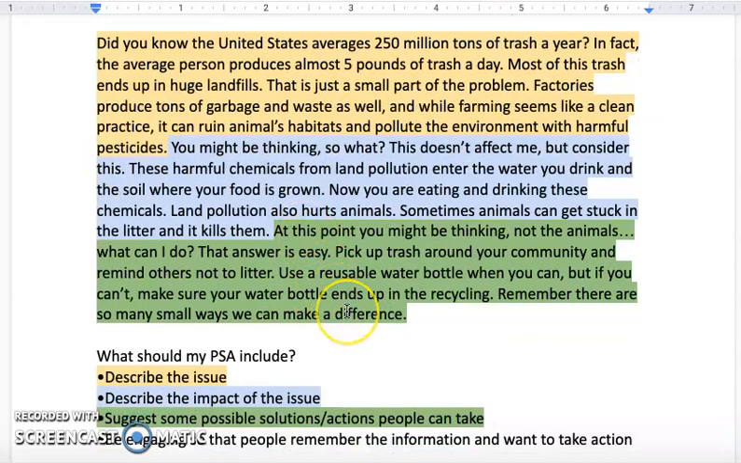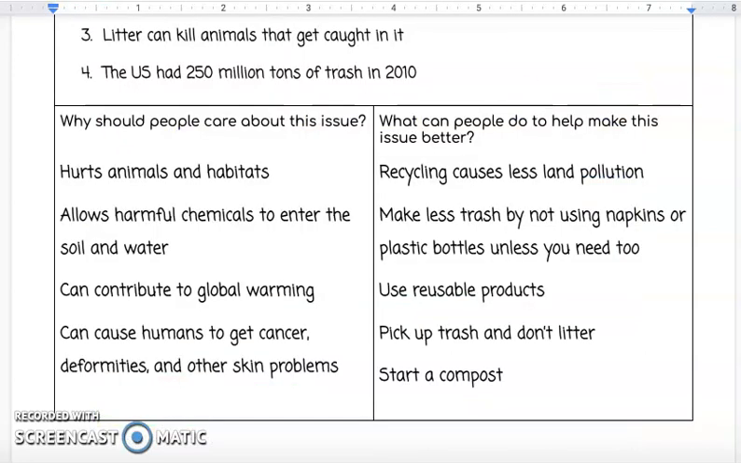Lastly, the part in green is ending with some possible solutions. So people now know what the problem is, why it's an issue, what's going on. And so now you want to suggest what people can do to help. And this is going to be from your very last box. What can people do to help make this issue better?